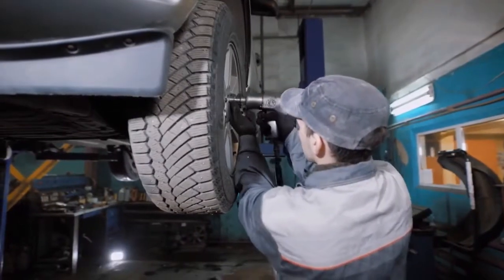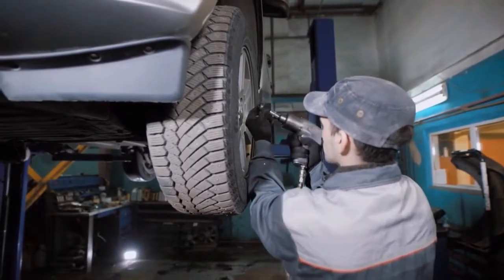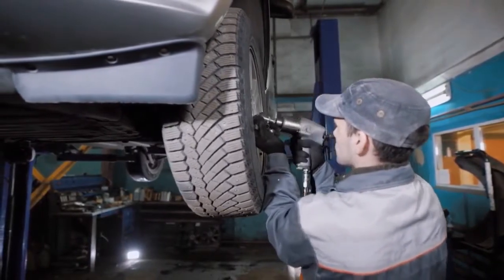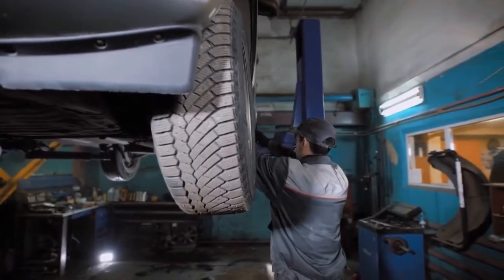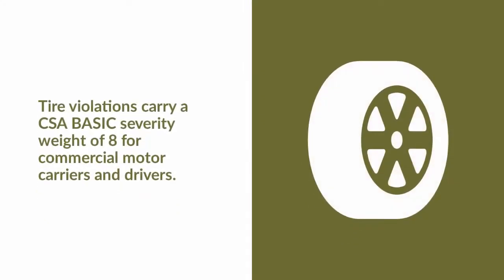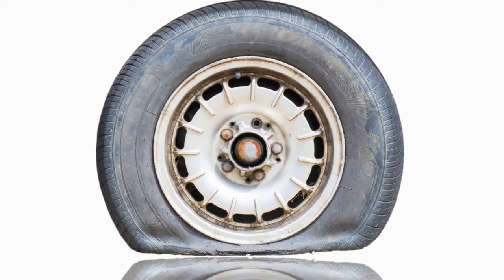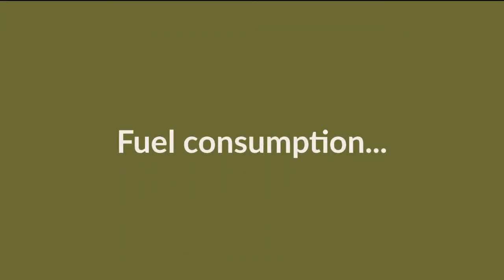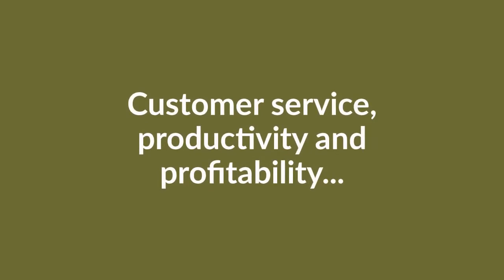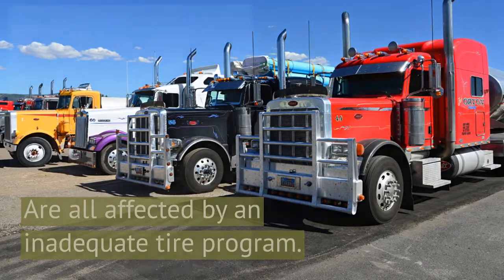Besides fuel expense, tire maintenance is typically the #1 cost associated with commercial fleet operations. Improper mounting, inflation, or defective tires can also lead to serious collisions. This is why tire violations carry a CSA basic severity weight of 8 for commercial motor carriers and drivers. Improper tire inflation affects all areas of the organization, not just safety. Maintenance, fuel consumption, and ultimately customer service, productivity, and profitability are all affected by an inadequate tire program.